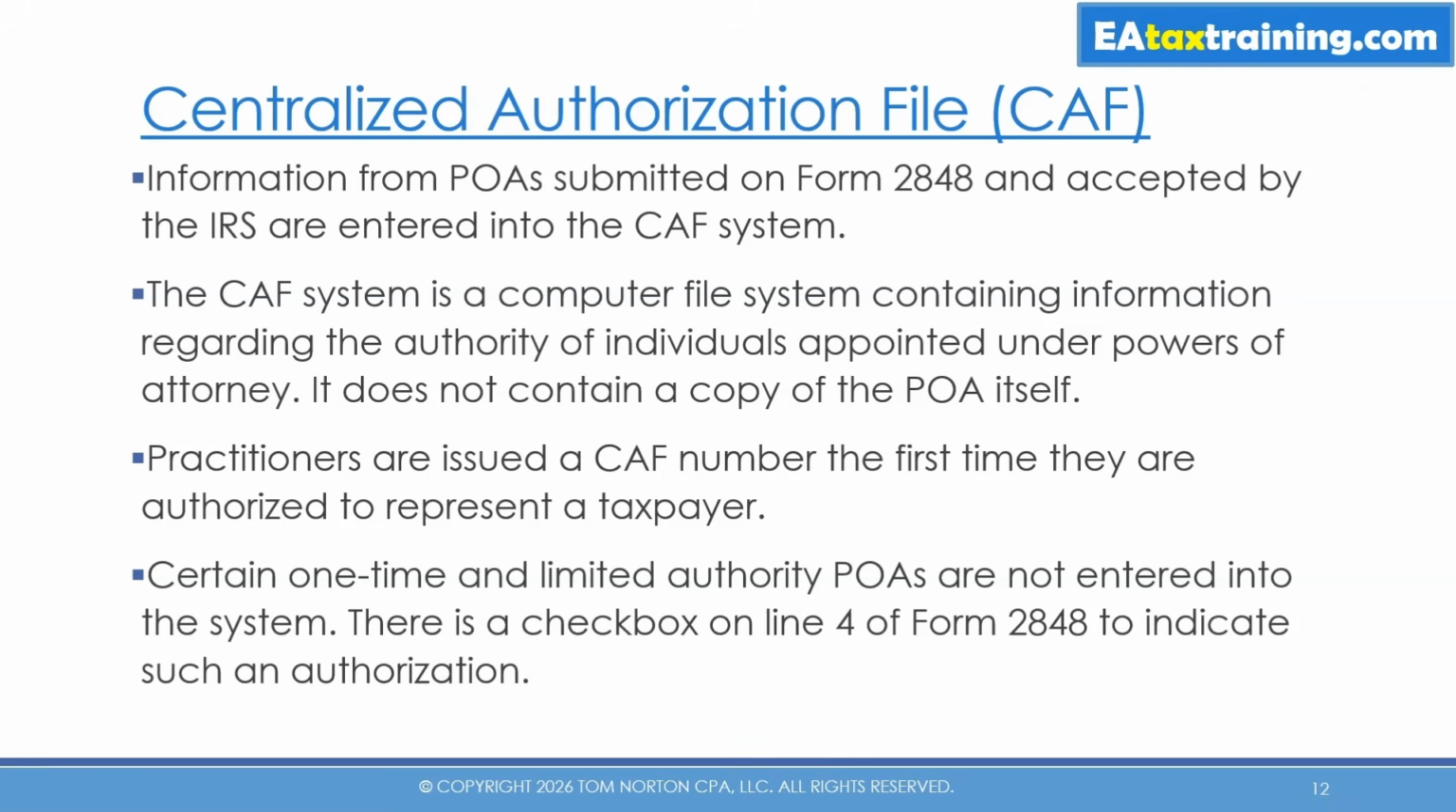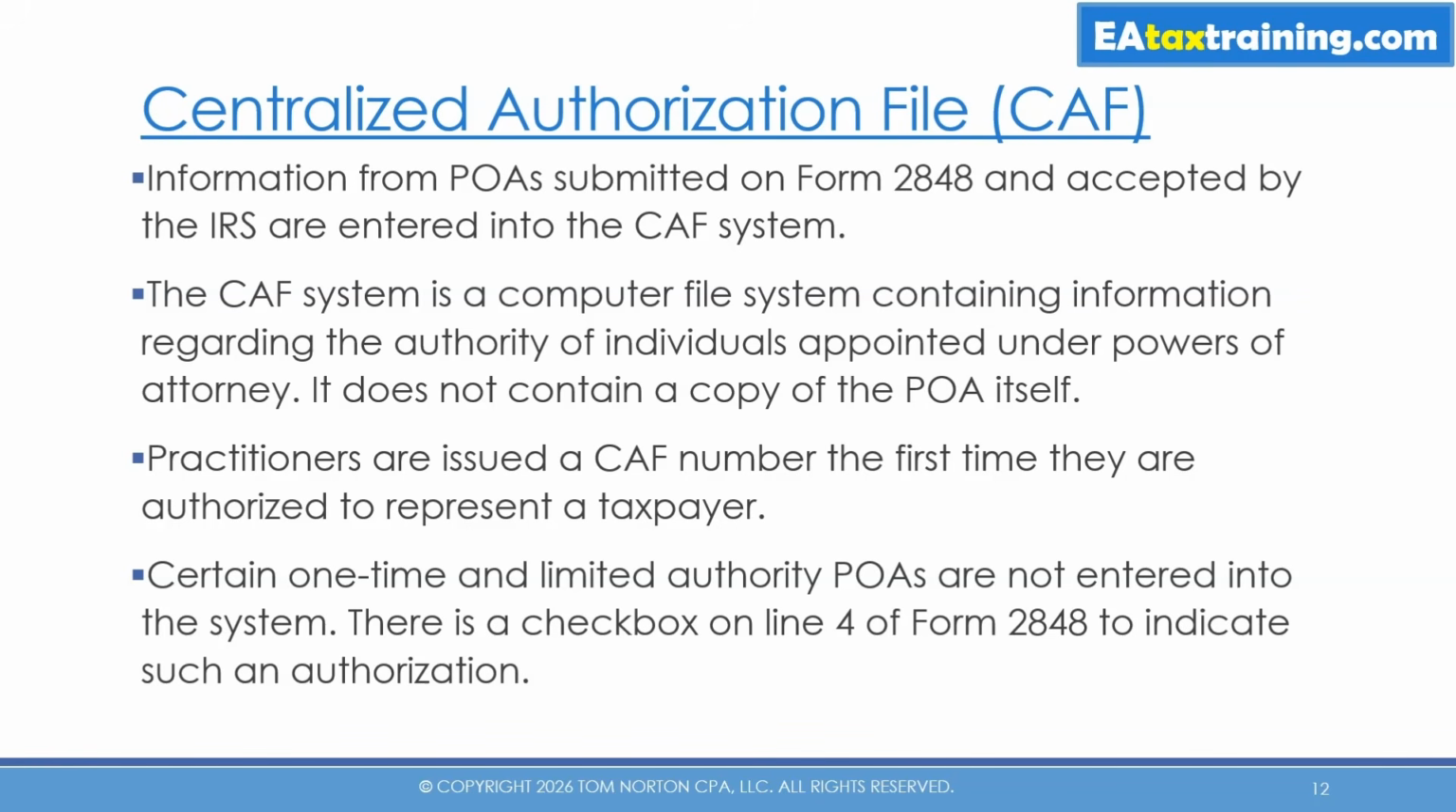So when you call in to the IRS, they need to know whether or not they are authorized to talk to you. So what they will do is they will ask for your name and your PTIN, and then they will ask you a series of questions to verify that you are who you say you are, and they will look in their CAF system to make sure that you actually do have authorization to speak to them on the client's behalf for this matter. So that's what the CAF system is for.